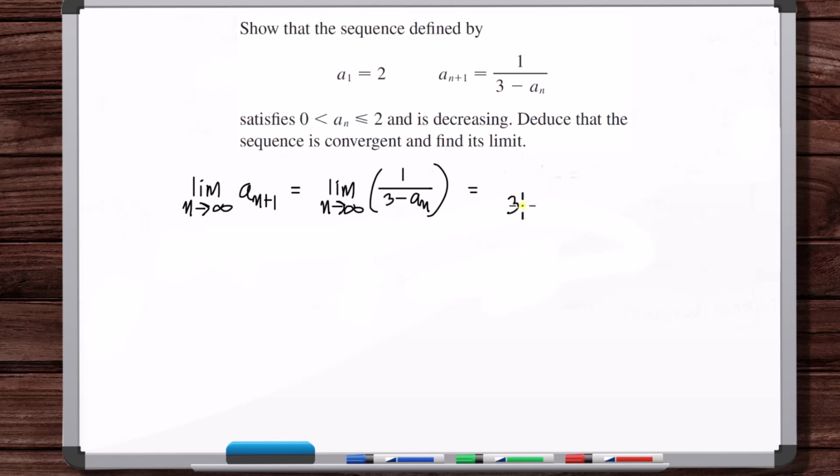We could say 3 minus... Limits are really versatile this way. They're easy to work with. You can just focus on the area with the variable like that. But again, the limit as n approaches infinity of a sub n, that's what we're looking for. That's just a number L. We know it's convergent and it's a number L. And a sub n plus 1 and a sub n are the same sequence, just with a different formula. They have the same limit. So we need to solve for L here.